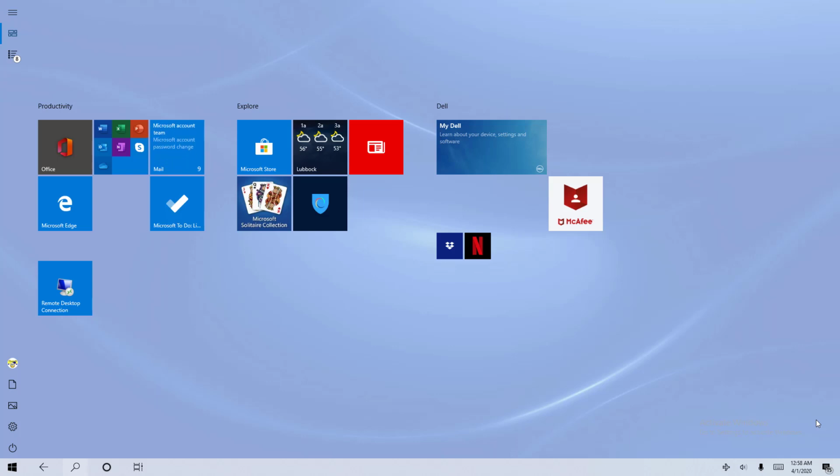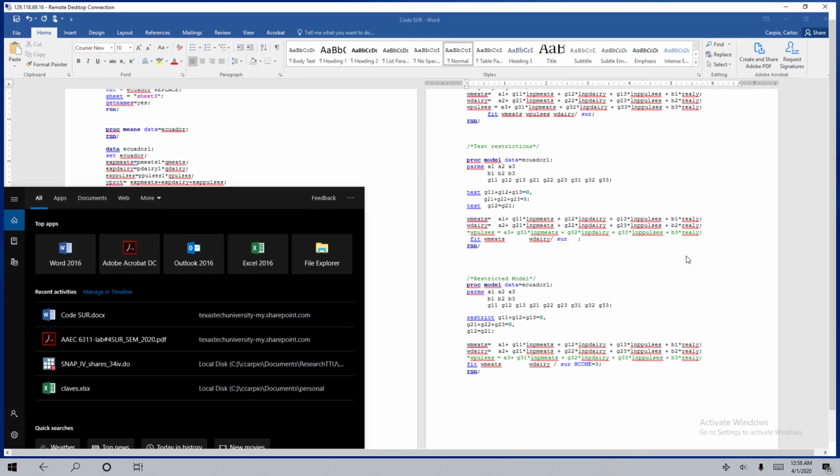So the previous class we talked about the seemingly unrelated regression model, and today we're going to be working on the lab.